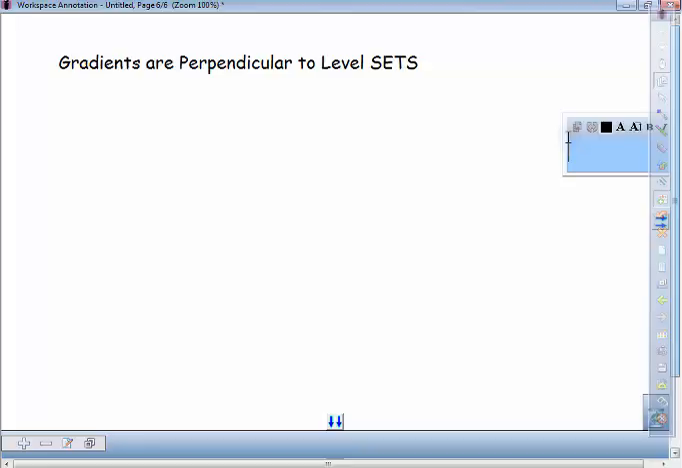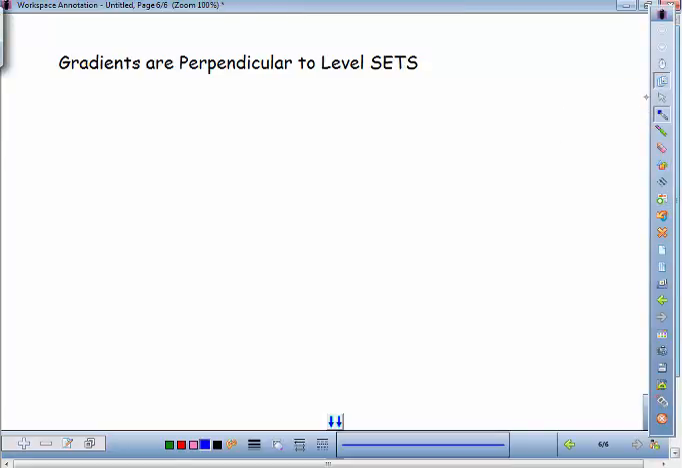So I've said that gradients are perpendicular to level curves. And at some time, I've kind of hinted that gradients are perpendicular to level surfaces. So I'm going to say that gradients are perpendicular to level sets, and then you can replace the word sets with whatever's appropriate.